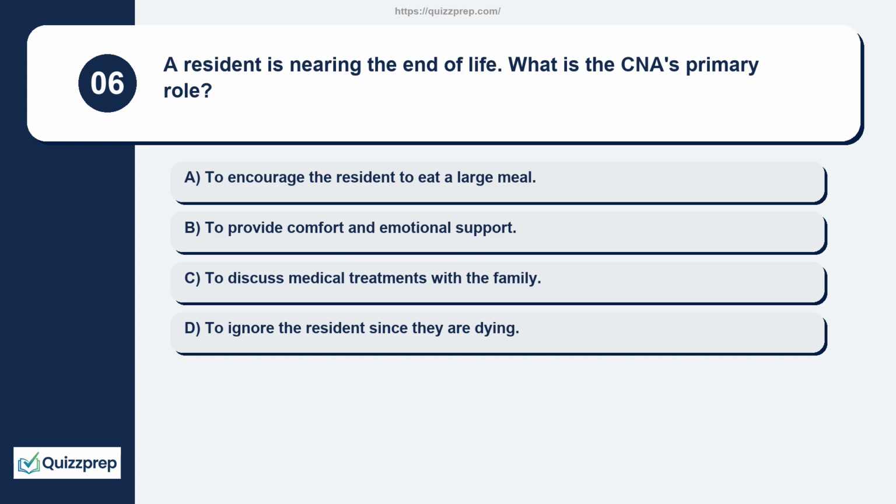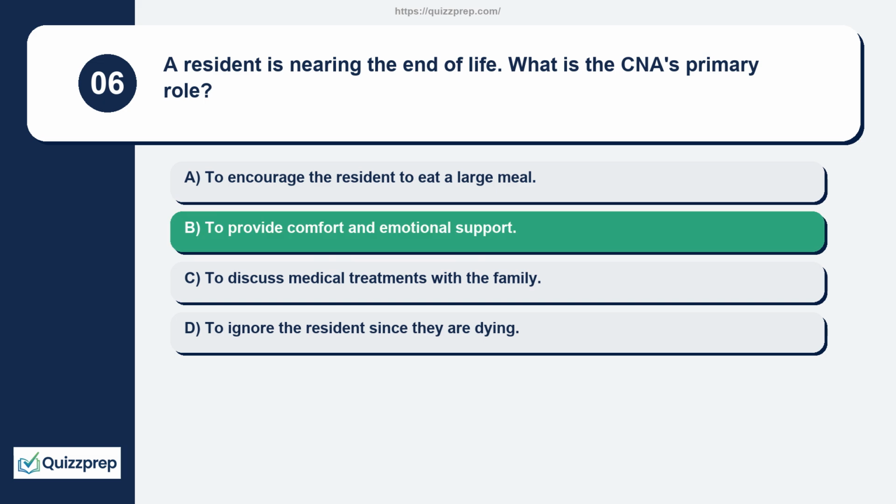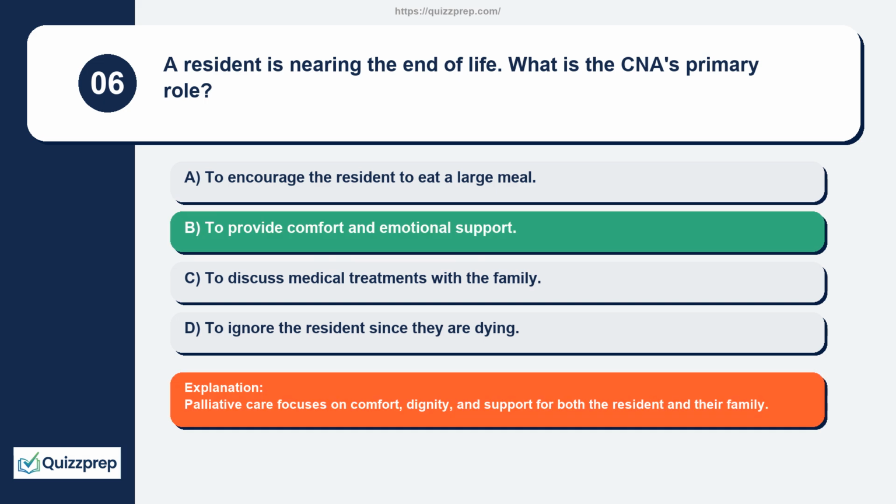Question 6. A resident is nearing the end of life. What is the CNA's primary role? To encourage the resident to eat a large meal, to provide comfort and emotional support, to discuss medical treatments with the family, to ignore the resident since they are dying. Palliative care focuses on comfort, dignity, and support for both the resident and their family.